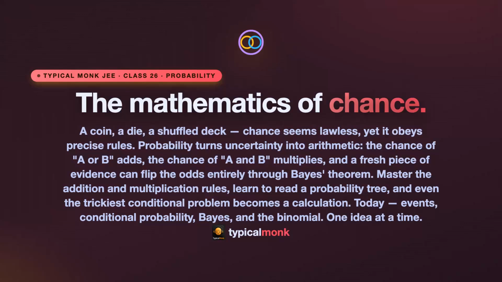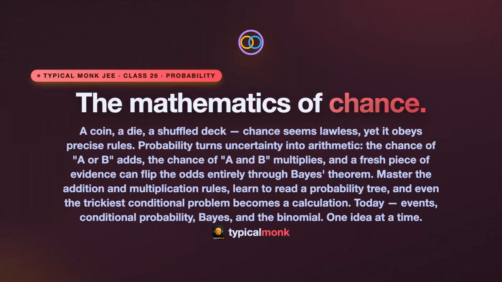A coin, a die, a shuffled deck, chance seems lawless, and yet it obeys precise rules. Probability turns uncertainty into arithmetic. The chance of A or B adds. The chance of A and B multiplies. And a fresh piece of evidence can flip the odds entirely, through Bayes' theorem. Master the addition and multiplication rules. Learn to read a probability tree, and even the trickiest conditional problem becomes a calculation.